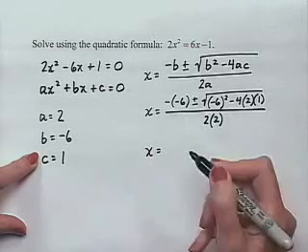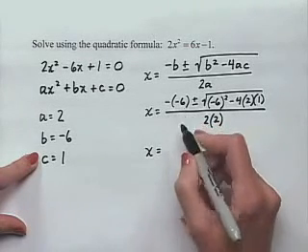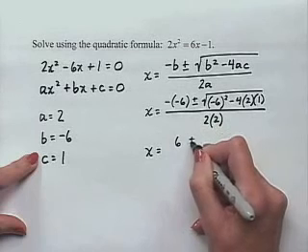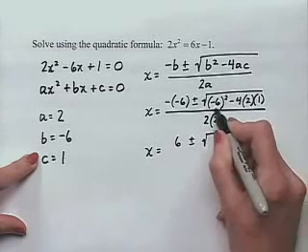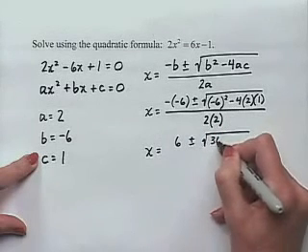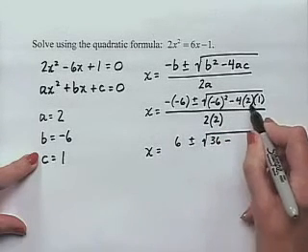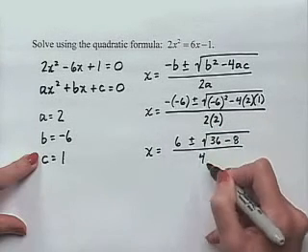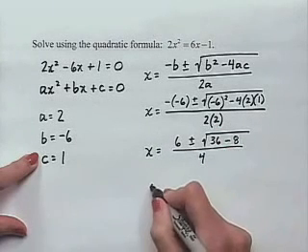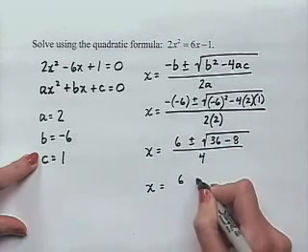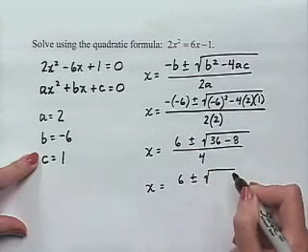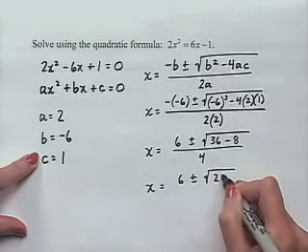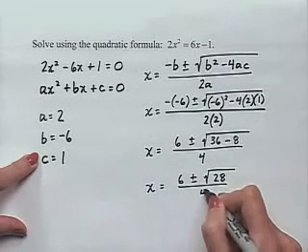Let's simplify further. The negative of negative 6 is 6, plus or minus the square root of negative 6 squared is 36, minus 4 times 2 times 1, which is 8, divided by 2 times 2, which is 4. Simplifying further, 6 plus or minus the square root of 36 minus 8 is 28, divided by 4.